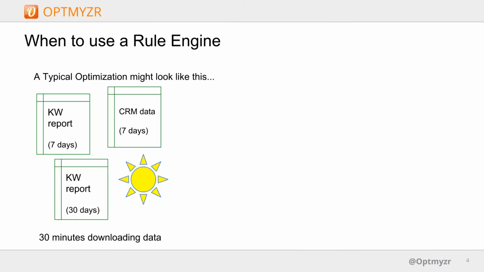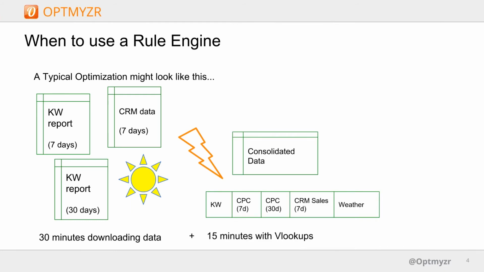You may have some data in Salesforce, or you might have some data from a third-party call tracking vendor. You might even want to take a look at the weather data. So is it sunny right now? Is it a certain temperature? You might want to integrate all of that in the decisions that you make. And so the next step in your process is now to consolidate all of these different data sources to get everything basically on a single row in an Excel sheet or a Google spreadsheet.